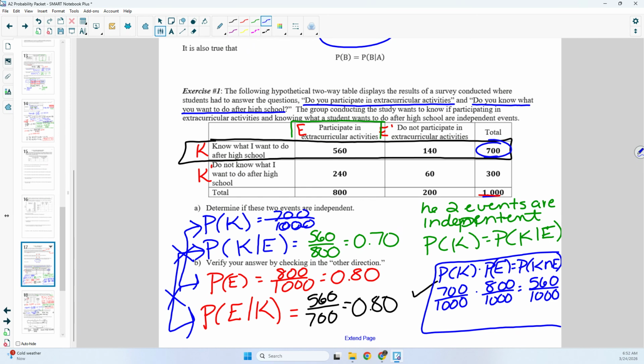If I type this in, I do get 0.56. And we see that the independence check, we found these 2 events were independent, does hold up.